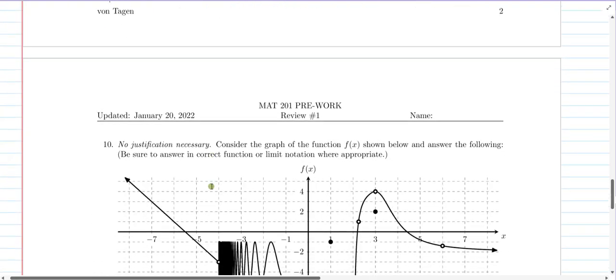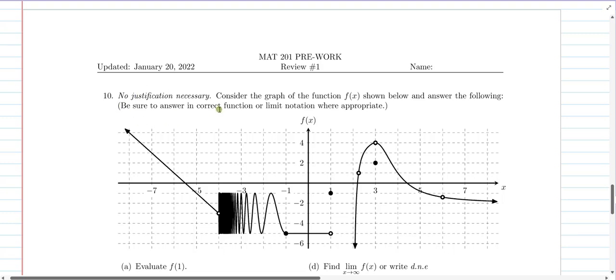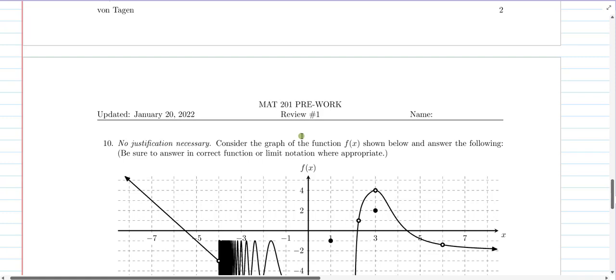I do have some problems on the next page, but what I would like you to do is try them, and then I will include a solution link on the bottom. So you try them on your own, and then you can access the solution that I'm creating for you.